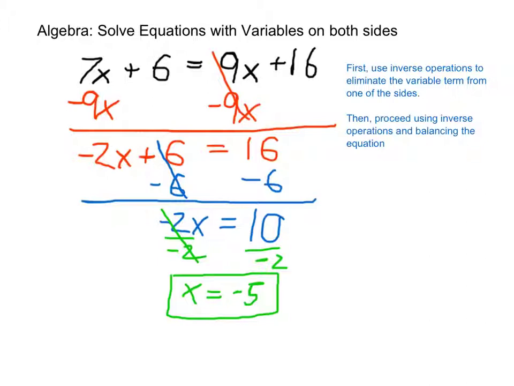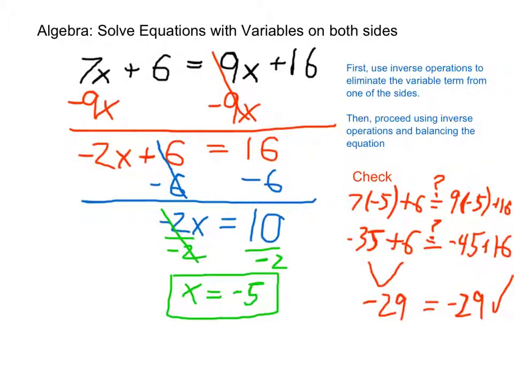Let me just do a quick check to verify. So I want to see if 7 times negative 5 plus 6 is equal to 9 times negative 5 plus 16. And with a couple steps, I can see that each side does turn out to be negative 29. Since they're equal to each other, the equation does work out, and our answer is x equals negative 5.